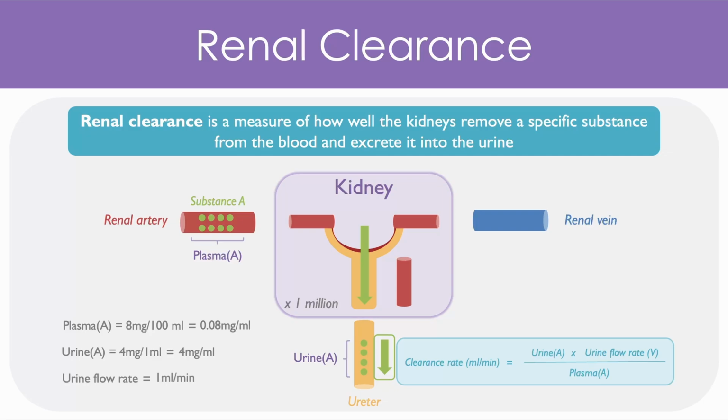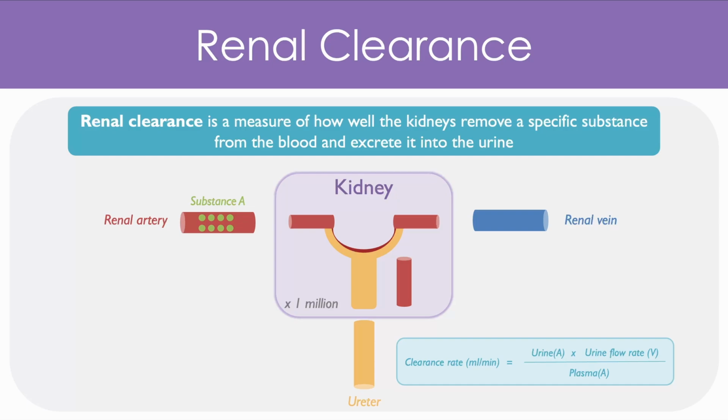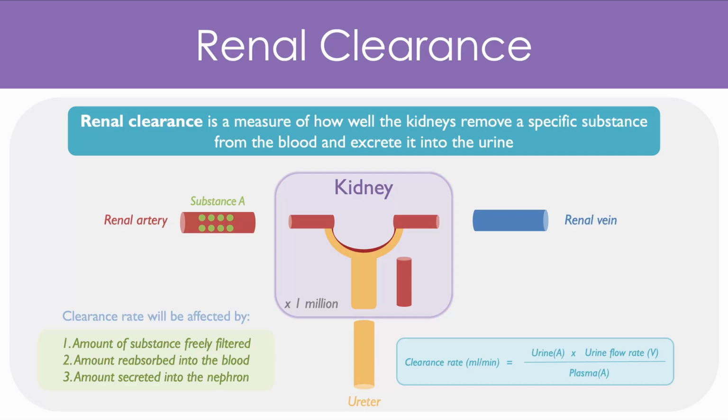If we plug all of these numbers into our equation, we can calculate the clearance rate of substance A, would be around 50 mL per minute. Where it starts to get slightly more complex is knowing that the clearance rate can be affected by different processes within the kidney. So the processes we mentioned, such as filtration, reabsorption, and secretion.